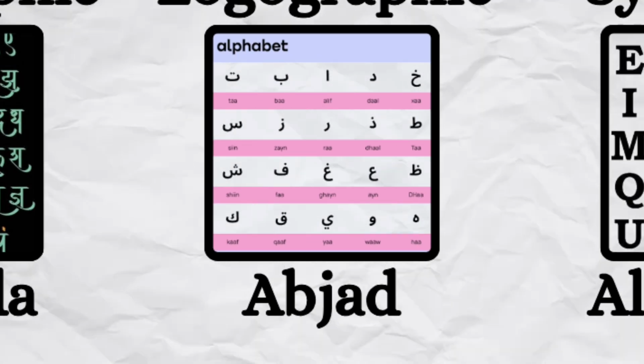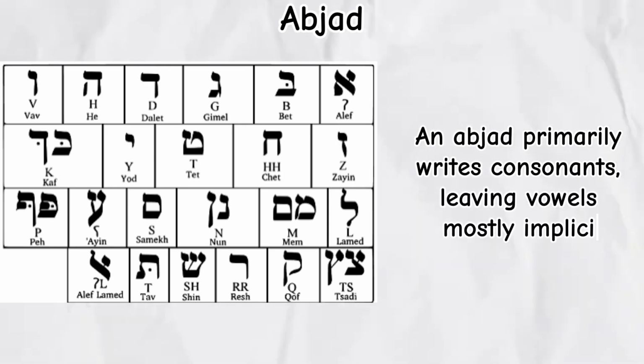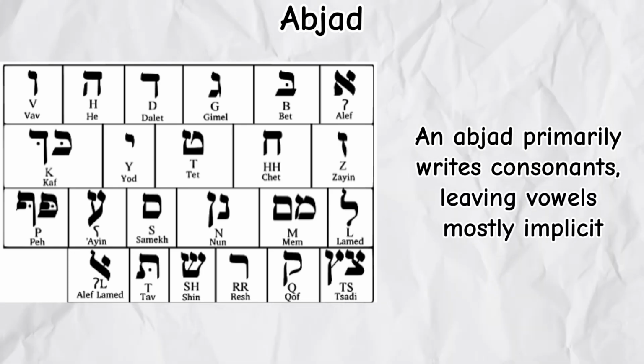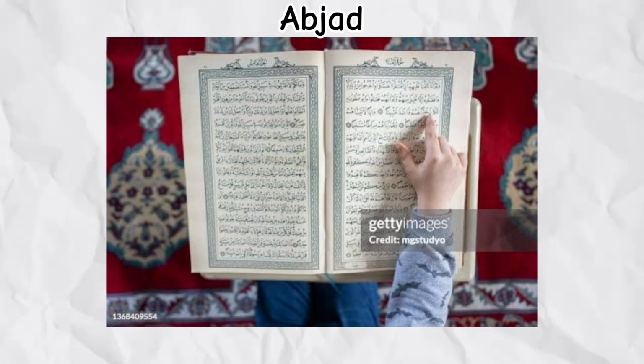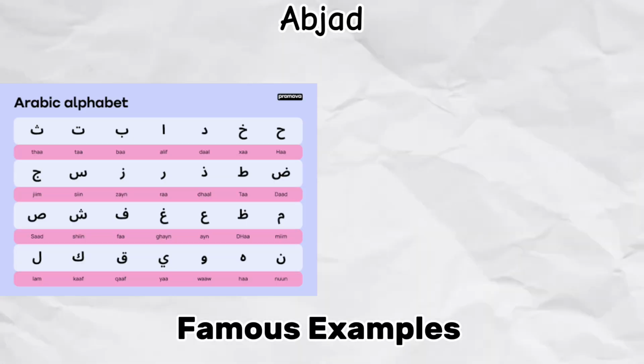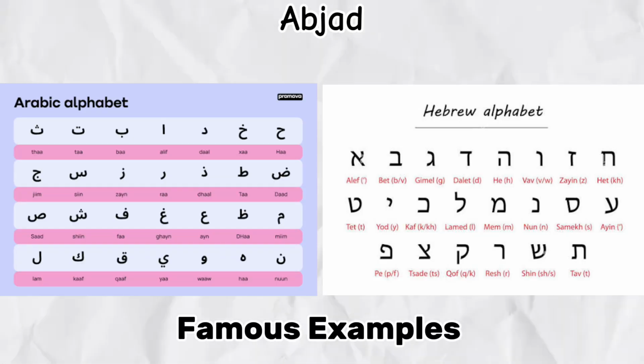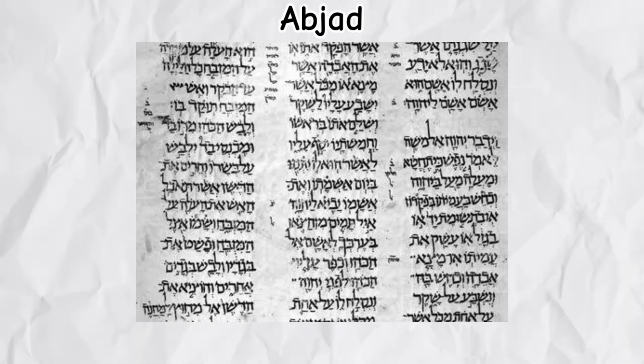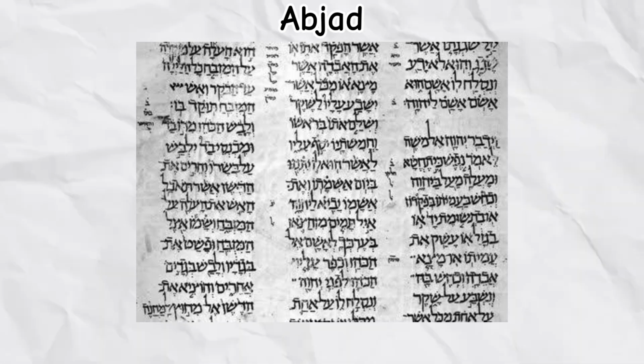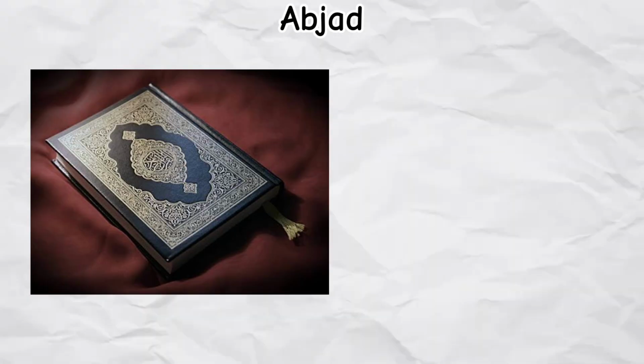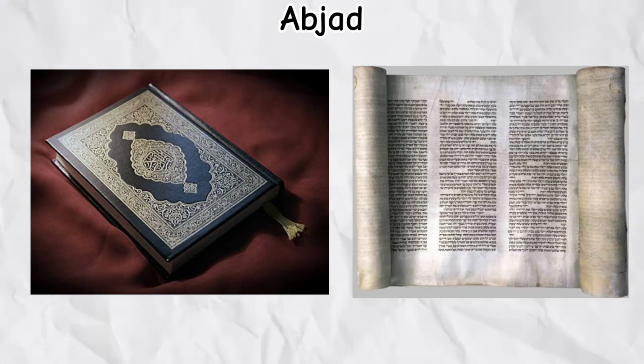Abjad systems. An abjad primarily writes consonants, leaving vowels mostly implicit. Readers infer the vowels from context. Famous examples are Arabic and Hebrew scripts. Abjads are compact and efficient, and they have been used for centuries for religious texts, poetry, and everyday writing.